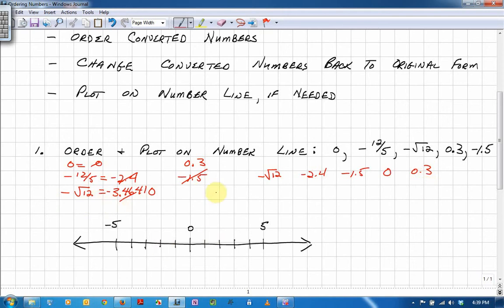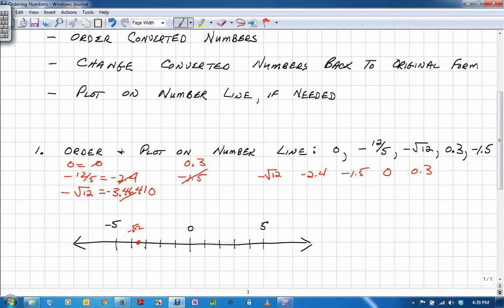We know that the negative square root of 12 is the smallest one. It's a negative 3.46, so we would go down negative 1, 2, negative 3. That's about halfway there. Whoops, the original number, sorry. Negative the square root of 12.